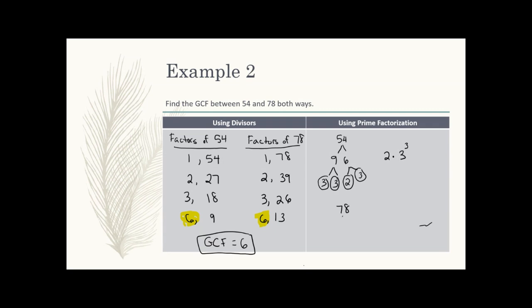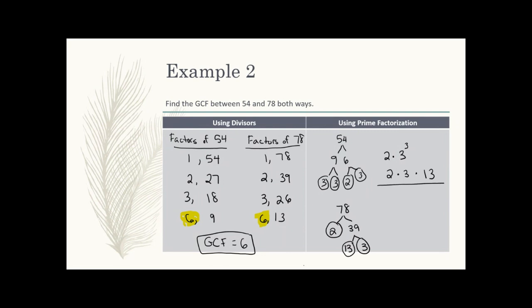Then 78, I know that's even. That comes 2 times 39. 2 is a prime number. And I know that 39 can be divided by 13 and 3. And 13 and 3 are both prime numbers. So 78, I can write underneath here 2 times 3 times 13.